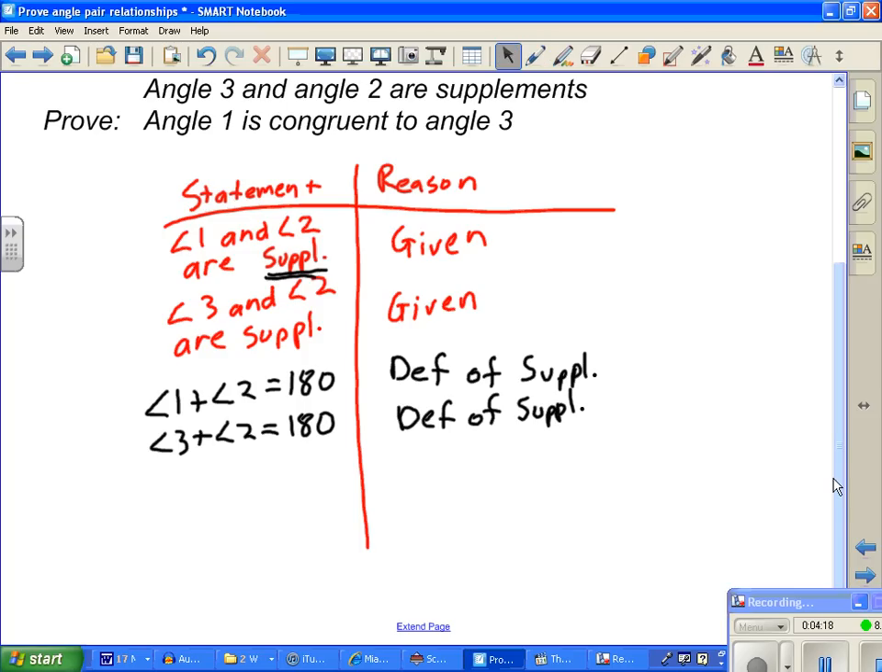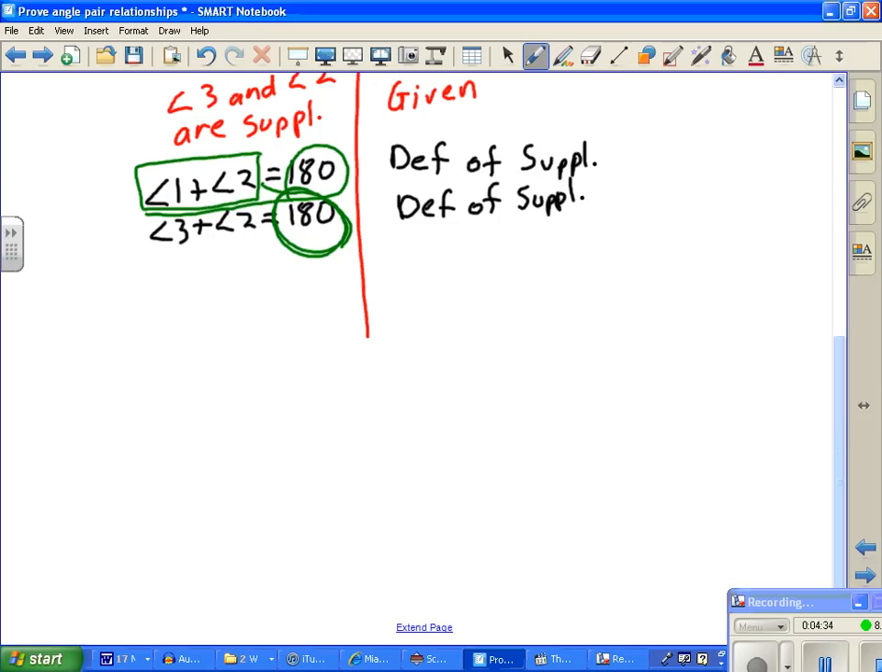Well, now what? Well, I got the transitive property again. I'm going to do it a little different. I'm going to go green here. This thing equals 180, so can't I plug 1 plus 2 in for 180 in the second equation? Can't I substitute it in? Since they both equal 180, can't I set them equal to each other? So I can say that angle 3 plus angle 2 equals angle 1 plus angle 2. Okay, and that is just substitution.